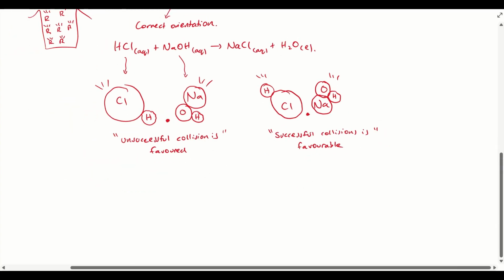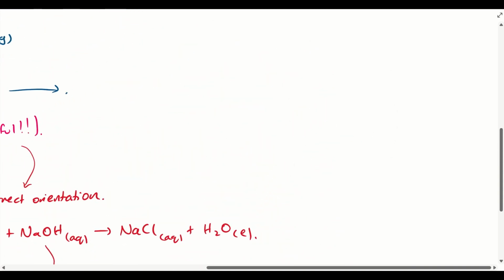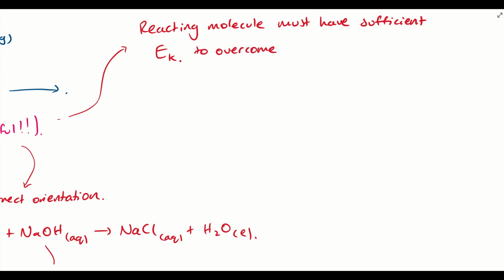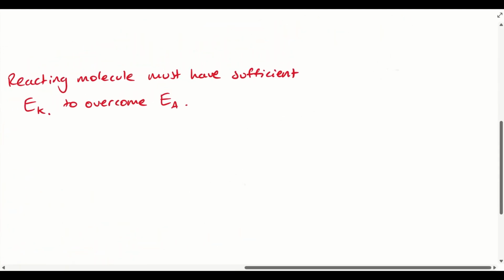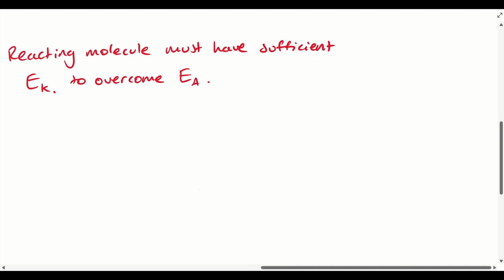So that's one part. Remember, there's two parts. So correct orientation's one part. But the other part is that our reacting molecules must have sufficient kinetic energy, which I write as EK, to overcome the activation energy for that reaction. So remember that each reaction has an activation energy, and in order for that reaction to proceed, we have to overcome that activation energy.